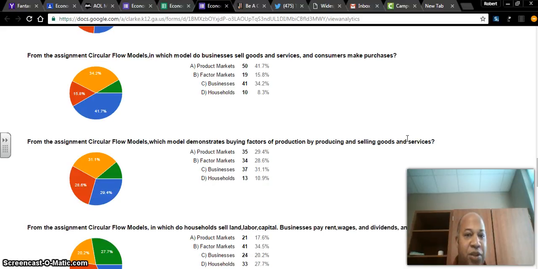Consumers make purchases. And so when consumers make those purchases, you can definitely see that there are product markets. Okay? Product markets are definitely where you can find multiple resources, multiple things for consumers. Okay? All right, so here's another one from the assignment.